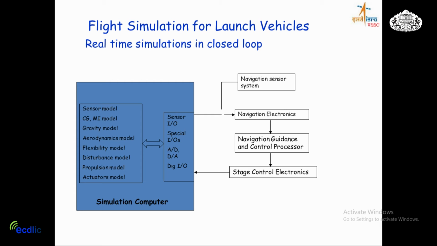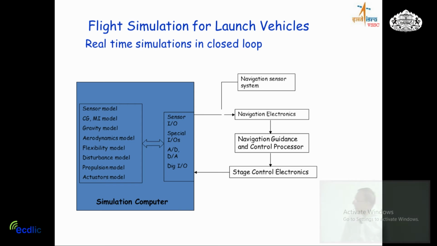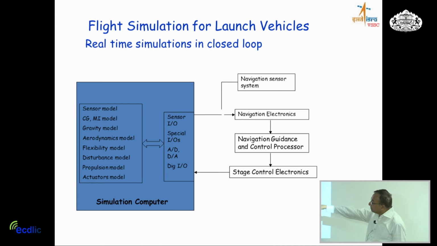So now we come to the flight simulation, real-time simulations. We have a simulation computer which has all these models in it: the sensor model, center of gravity, moment of inertia, gravity, aero, flexibility, which is something new we have included recently, disturbances, propulsion, and actuators, which talk to the onboard navigation computers through an interface. And then we have the flight systems over here.